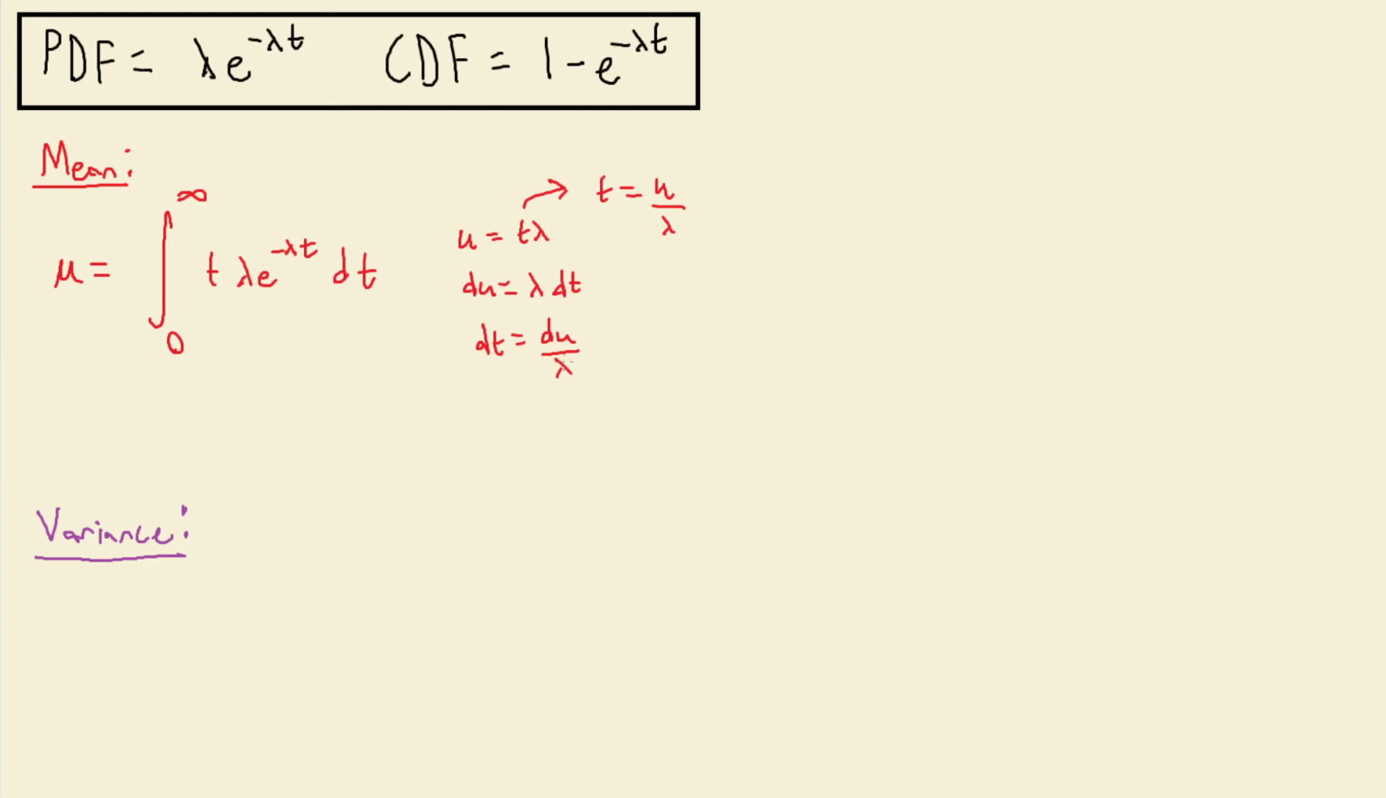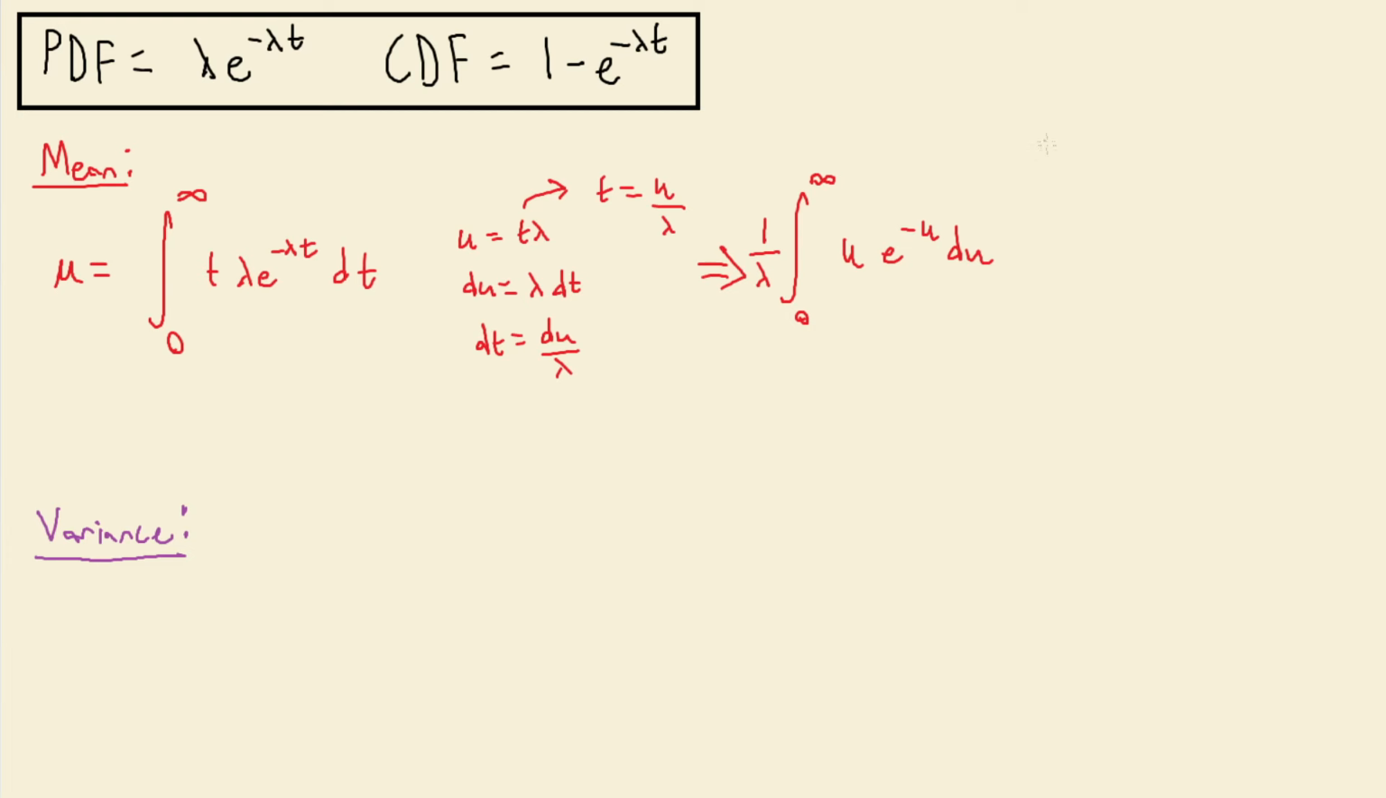But then we're going to have an additional 1 over lambda here when I plug in this du over lambda for dt. And so what this is going to wind up looking like is an integral from 0 to infinity, and then we'll have a constant of 1 over lambda, which I'm just going to pull out of the integral. What we'll be left with is u e to the negative u du. And then this integral, I'm pretty sure we need to do this with integration by parts. I hope there's an easier way to do this, but I don't know one.